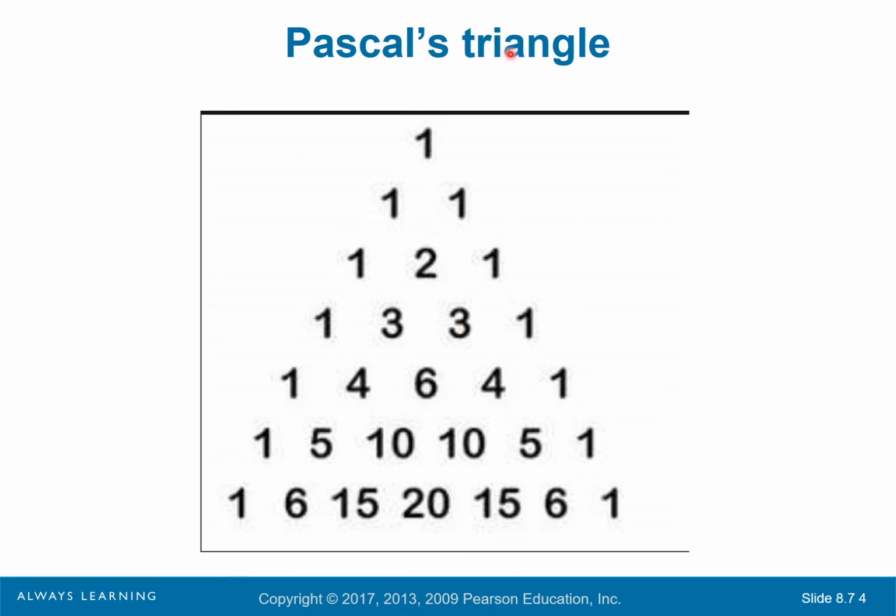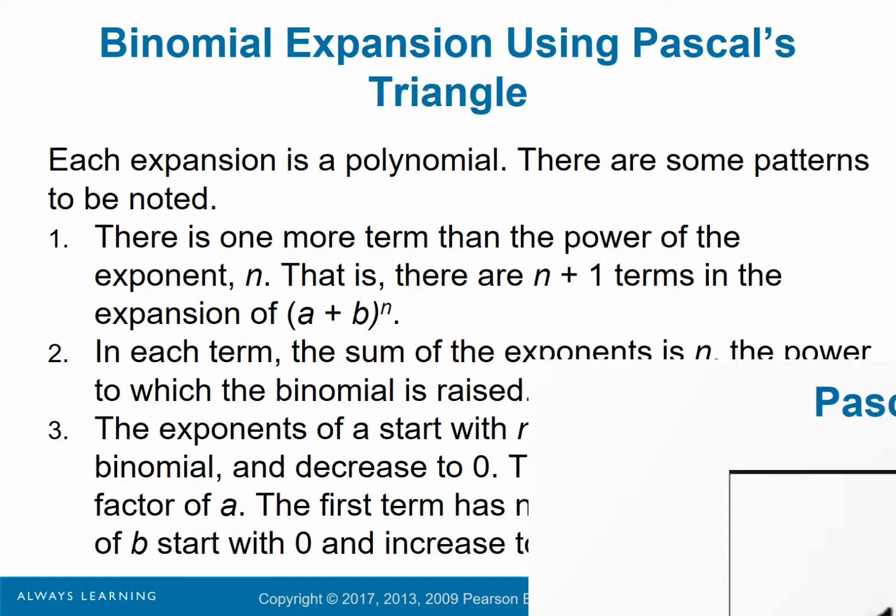And the ones are always on the main diagonal. Here you get 4, 6, 4, and then 1. Here you get 5, 10, 10, 5, and 1. Here you get 6, 15, 20, 15, 6, and 1. So you could build this Pascal triangle to any height.